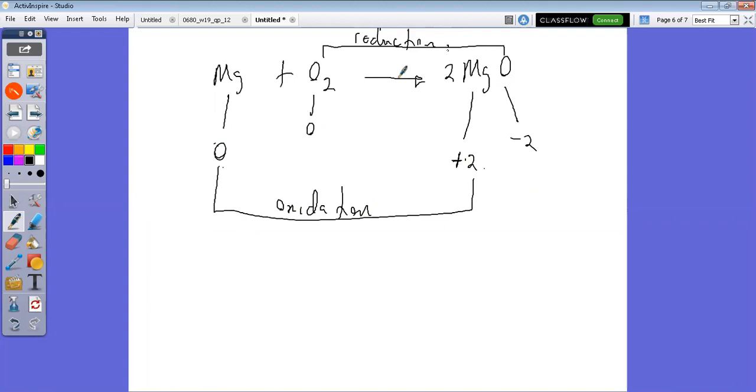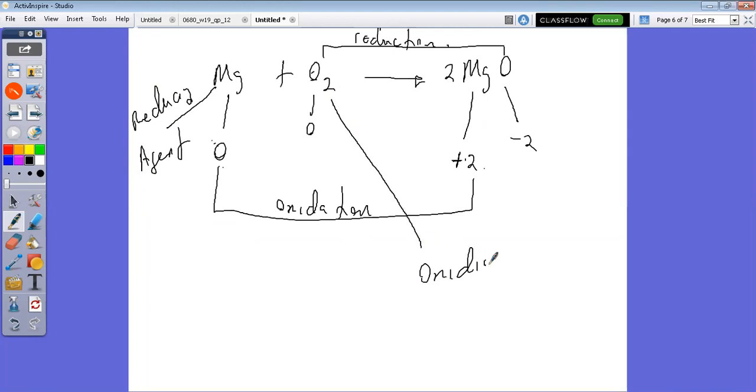Now there's something that we want to introduce. The one that is being oxidized is a reducing agent. Don't get confused about this. It's a reducing agent because it's the one that is reducing the oxygen. So the one that is oxidized is known as a reducing agent, and this oxygen is known as an oxidizing agent, because it's the one that is oxidizing the magnesium.